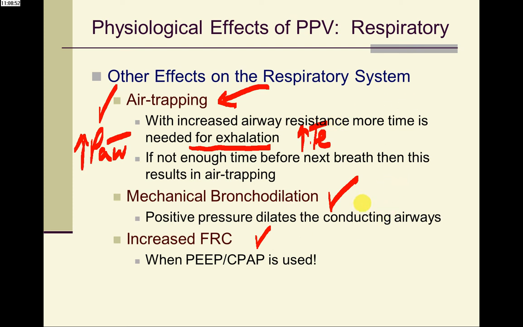All right. The mechanical bronchodilation, when we keep PEEP in the airways in the lungs and we inflate them, this causes the airways to be open larger, so it actually decreases airway resistance. Increased functional residual capacity means I've got less area for a pneumothorax or atelectasis to occur.